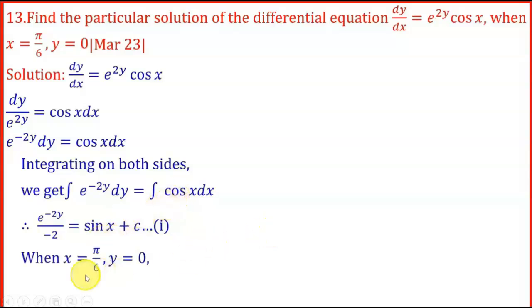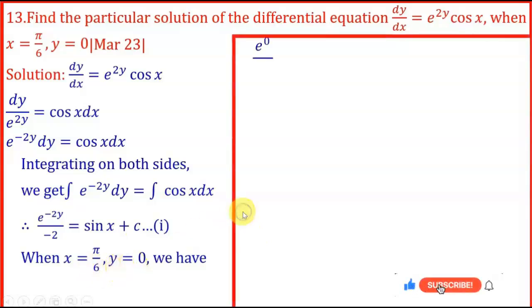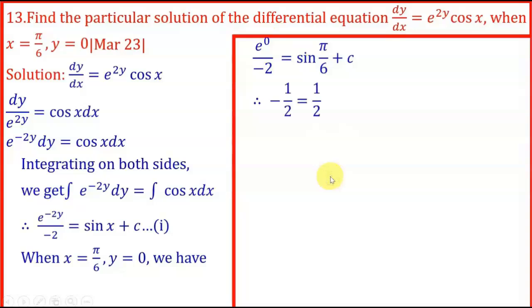Okay. When x is equal to pi by 6, y is equal to 0. Now we are substituting. You will have e raised to 0 upon minus 2 is equal to sin of pi by 6 plus c. What is e raised to 0? It is 1. That is, minus 1 upon 2 is equal to sin of pi by 6, which is 1 upon 2, plus c. And hence here c is equal to minus 1 upon 2 minus 1 upon 2. Then you will have c is equal to minus 1.